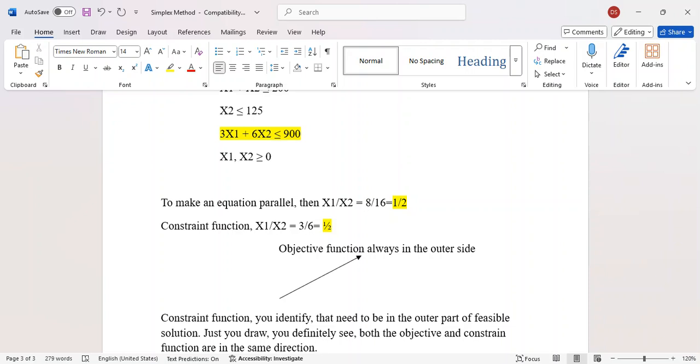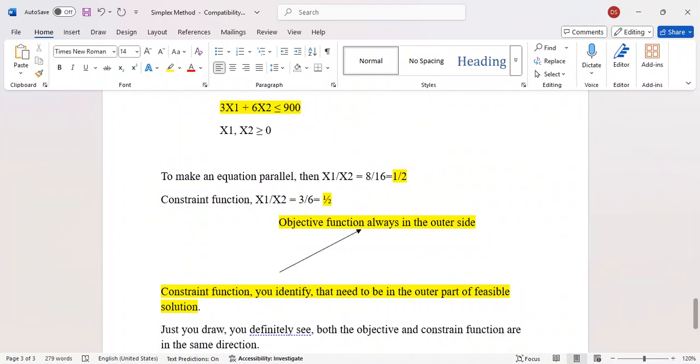One will be towards the origin, because minimization means you always think about how to minimize the cost, and if the constraint function is on the outer side of the feasible solution, then it will not be parallel, and you will not find multiple optimal solutions. But this is the scenario here. You will find the objective function is on the outer side because it's a maximization problem, and the constraint function is the outer part of the feasible solution. So in both cases the condition for multiple optimal solutions is applied. You will not find a single solution here.